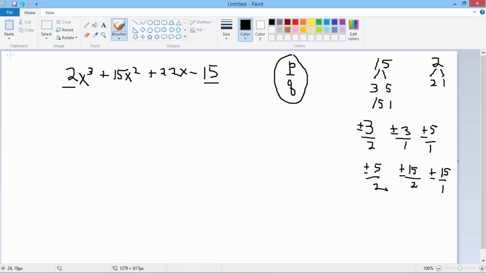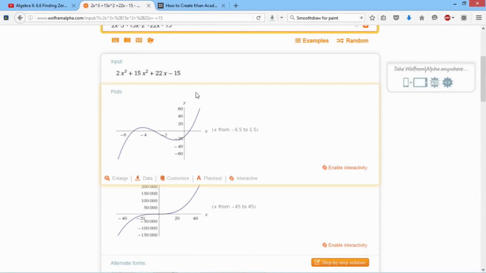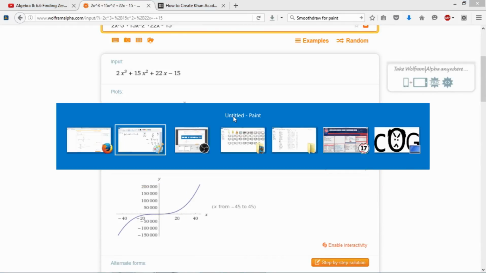And then if we graph this, sometimes they'll give you a zero. They'll give you a factor x plus something. Or they'll give you a root plus or minus something. They'll give you one of them. But sometimes you would have to guess which one of these is a root and then do your synthetic division and see which one actually comes out with a zero remainder and is a root and go from there. Or if your teacher allows it, you can use a calculator and graph the function. I'm doing it on Wolfram Alpha, and you'll see that in this case, it looks like minus 3 is one of the roots.